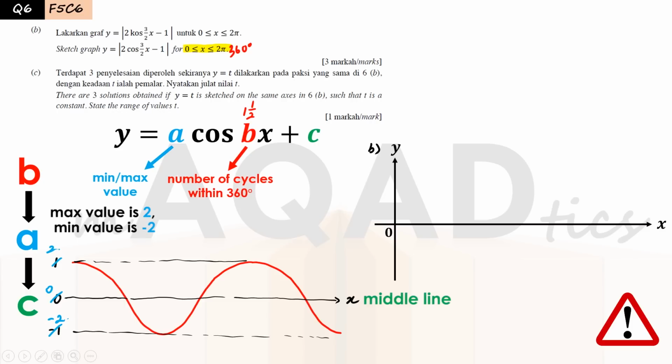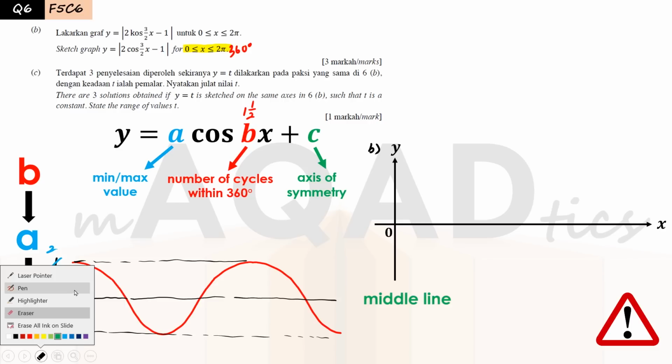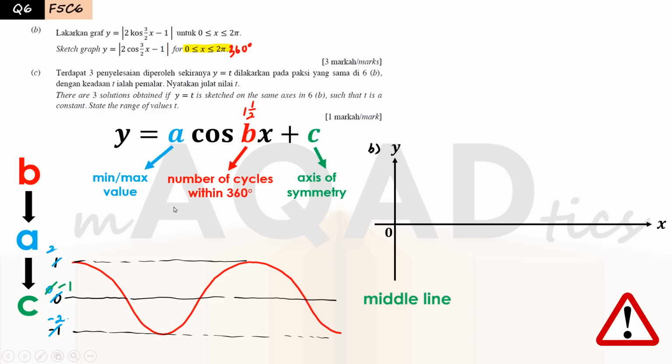Alright, and for the value of C, C is actually the axis of symmetry, which is the middle line of the graph. So now it's minus 1, so minus 1 here would be our middle line already. So it is not the x-axis anymore. Okay? So this also means for all the values here, we are going to minus 1 as well. So for the maximum value, I'm going to minus 1, so here it becomes 1. And for minus 2, here it will become minus 3.